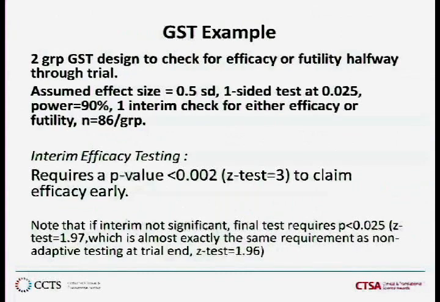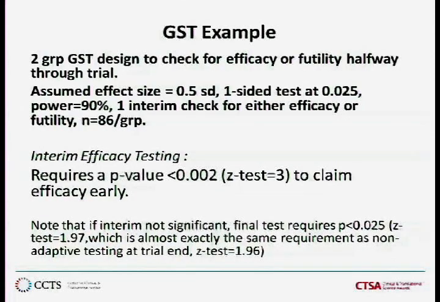And so, again, I'm trying to oversimplify, but this is a GST example. Let's say we have a two-group study. The assumed effect size is 0.5 standard deviation. We plan to do a one-sided test at 0.025. We want power to be 90%. There's one check for either efficacy or futility, say, halfway through the study. And with these conditions, we end up saying we need 86 patients per group.